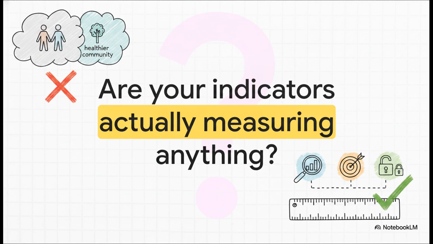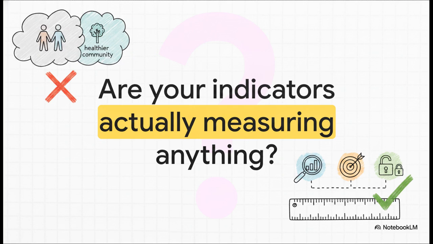Okay, let's dive into this. I want you to ask yourself a tough question right now. Are your project indicators actually measuring anything? It's a super common trap, actually. You look through these massive project documents, and they're just full of beautiful, vague hopes, like, women are empowered or the community is healthier. And don't get me wrong, those are wonderful goals. But they are hopes. They're not indicators.